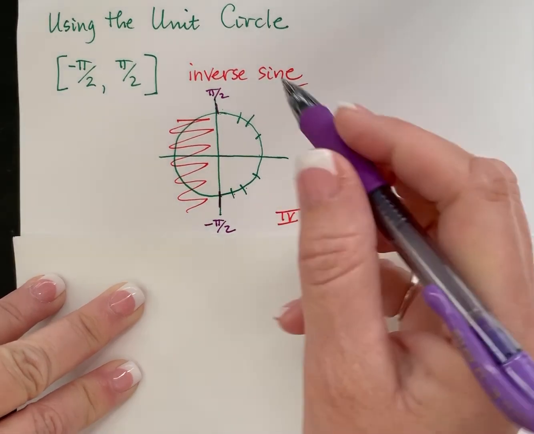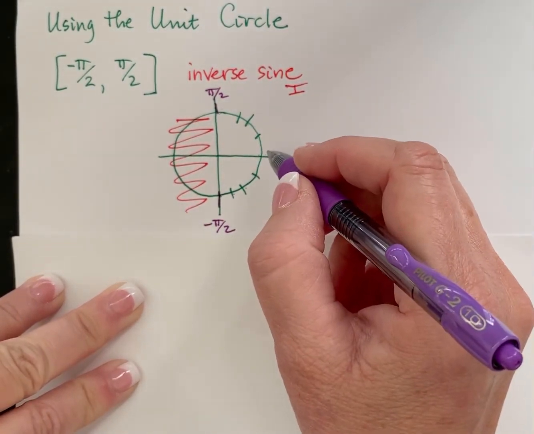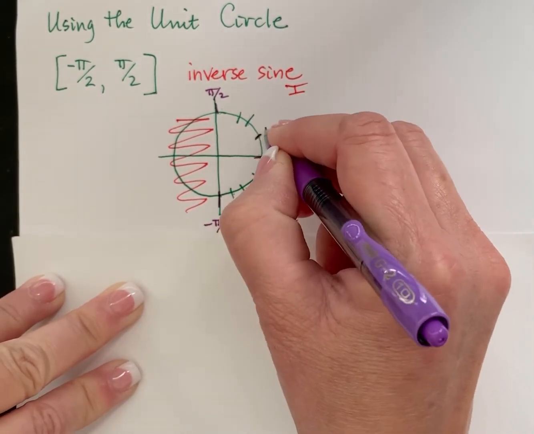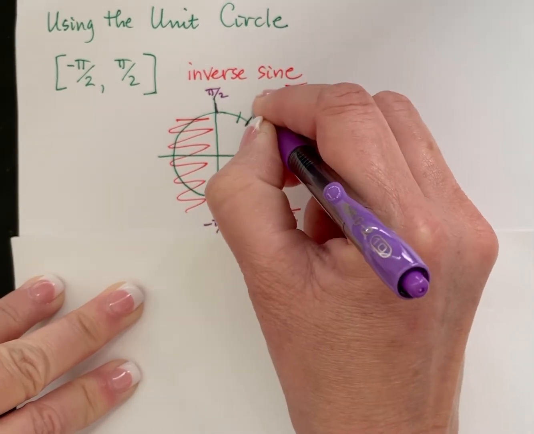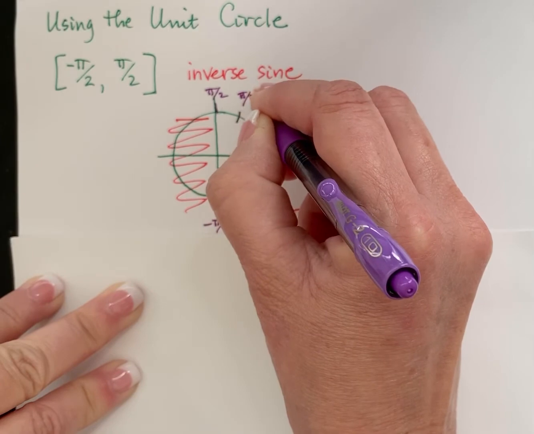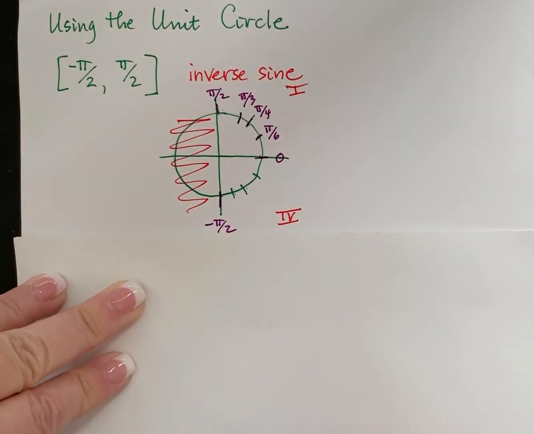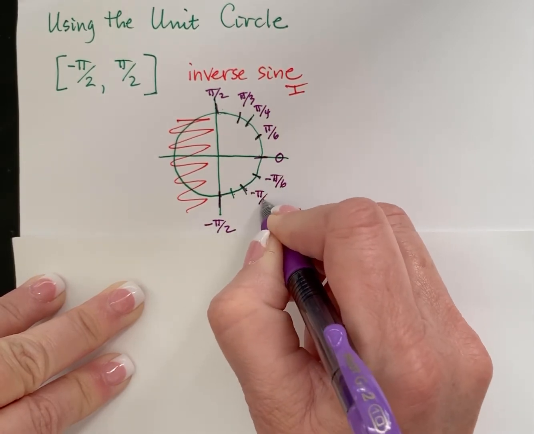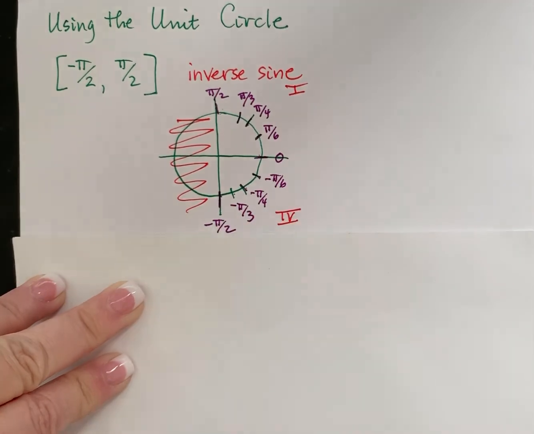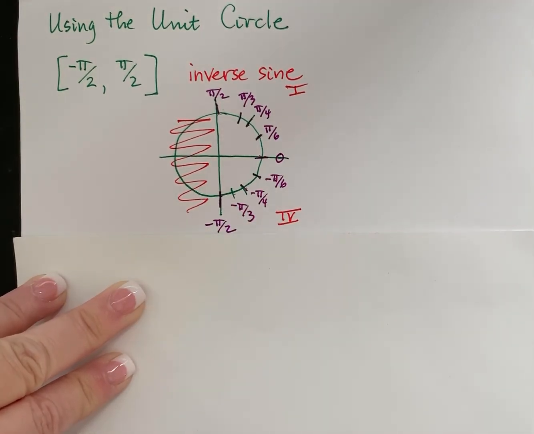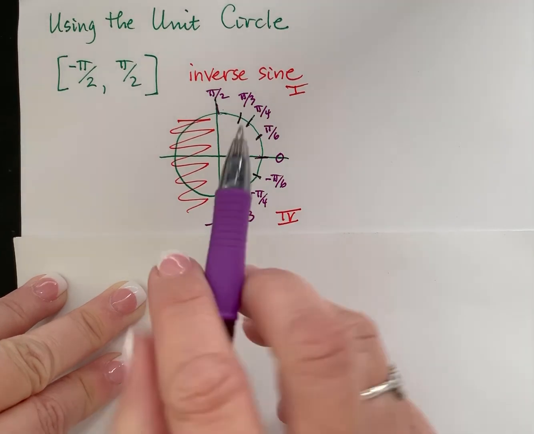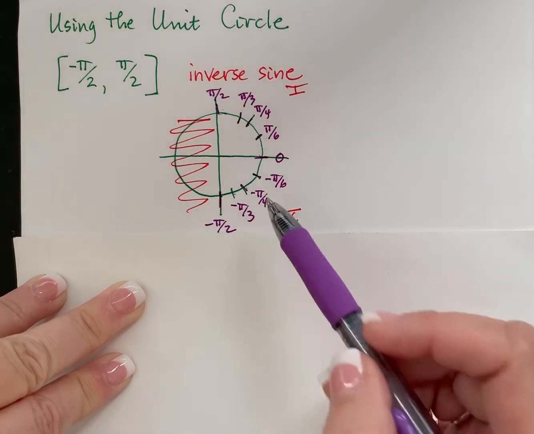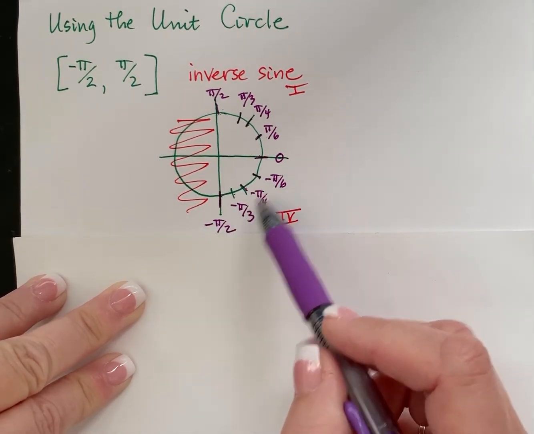So the answers that you might possibly give to an inverse sine question with a special value could be 0, pi over 6, pi over 4, pi over 3, pi over 2, or negative pi over 6, negative pi over 4, negative pi over 3, or negative pi over 2. If you're trying to find the inverse sine of a positive number, it'll be one of the ones in the first quadrant. If you're trying to find the inverse sine of a negative number, it'll be one of these ones in the fourth quadrant, and it'll be a negative answer.